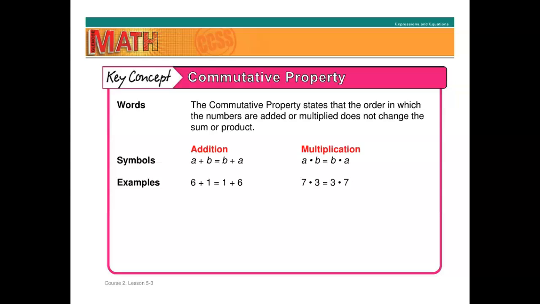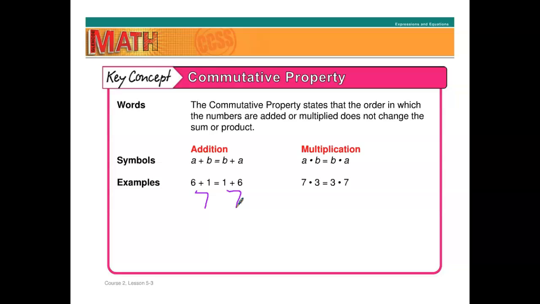So here it says the commutative property states that the order in which the numbers are added or multiplied does not change the sum or product. So in this example, a plus b is the same as b plus a. Or if you look at it in number sense, you have 6 plus 1 gives you 7, which is the same as 1 plus 6. You moved the numbers, but the answer stayed the same.